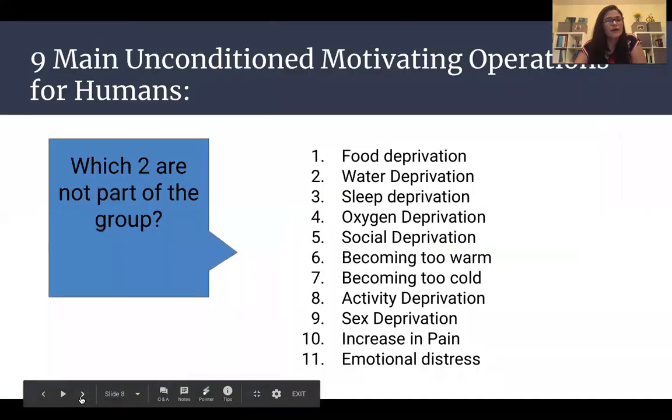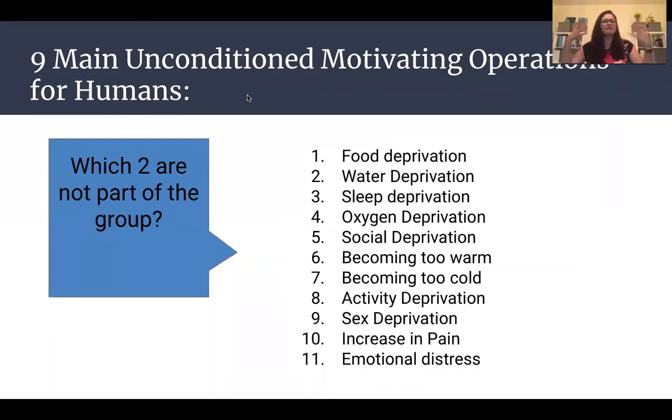Okay, we're ready. This one is just for us to relax a little after all of that tenseness. Okay, 9 main unconditional motivating operations for humans. So I put 11. I'm going to tell them and you call out which are the 2 that don't belong in the group, okay? Food deprivation, water deprivation, sleep deprivation, oxygen deprivation, social deprivation, becoming too warm, becoming too cold, activity deprivation, sex deprivation, increasing pain, and emotional distress.